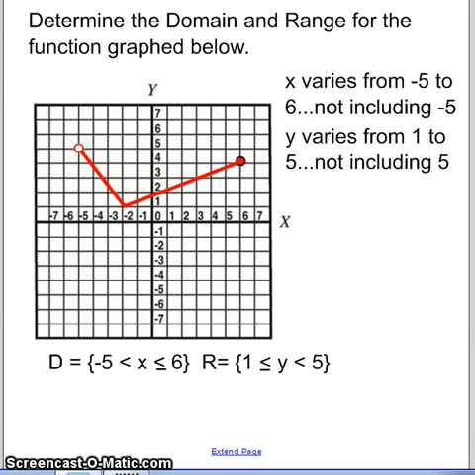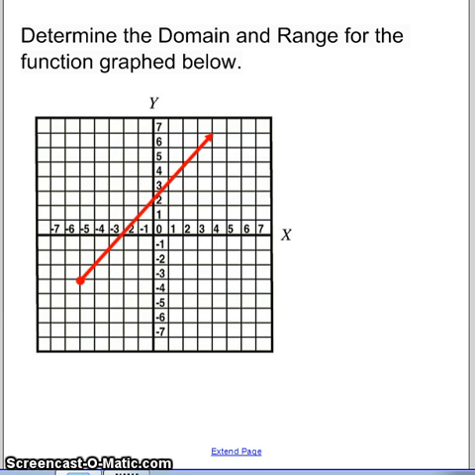For the domain, it goes as far to the left as -5 and goes as far to the right as 6. So it goes from -5 to 6. I have a solid dot here, so the 6 is included in the answer. That's why I have the equal part there. I have an open dot here. That's why it's just less than. I do the same thing with the range. The range goes as low as 1 and as high as 5, so the range goes from 1 to 5. This is included in the answer, but I've got an open dot up here at the 5, so it's just a less than there.